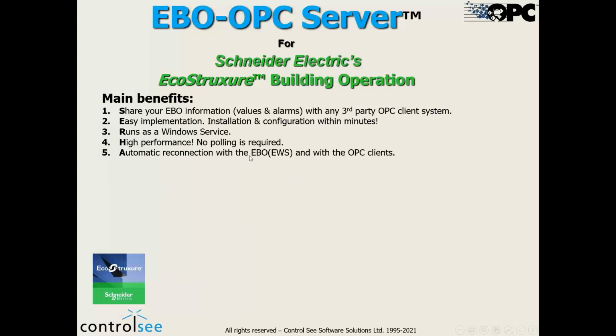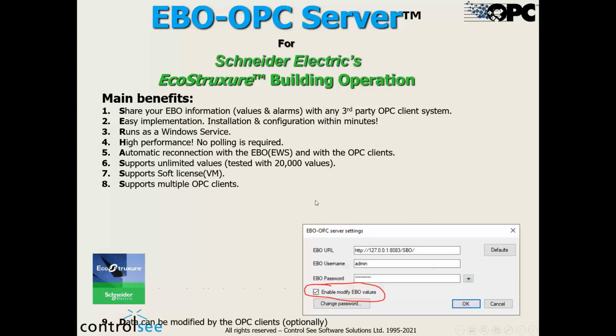Automatic reconnection with the EBO/EWS and with the OPC clients. If a system is disconnected, the connection will be done automatically. It supports unlimited values. It was tested with more than 20,000 values. It supports soft licenses and supports multiple OPC clients. Data can be modified by the OPC clients optionally.